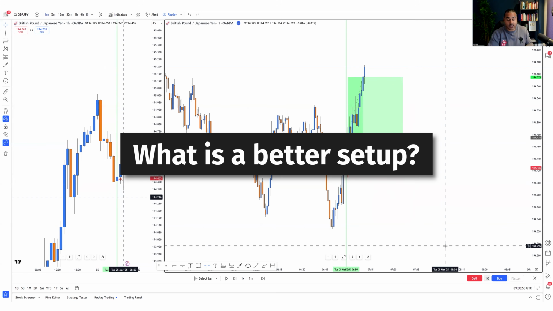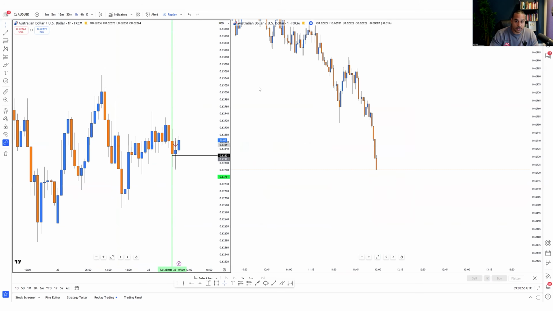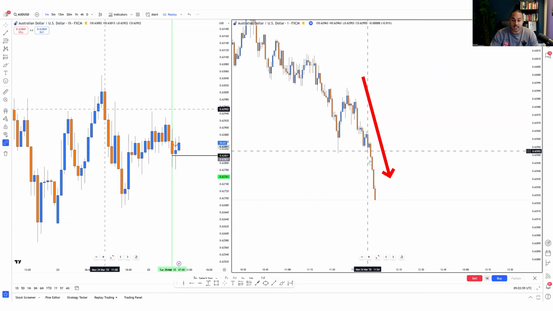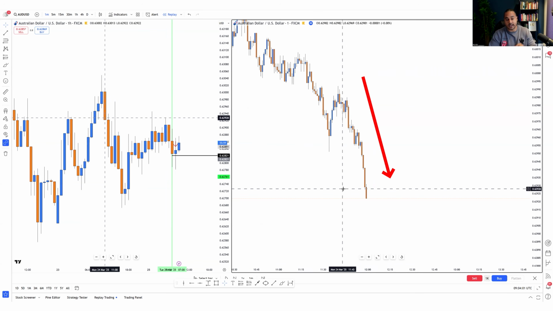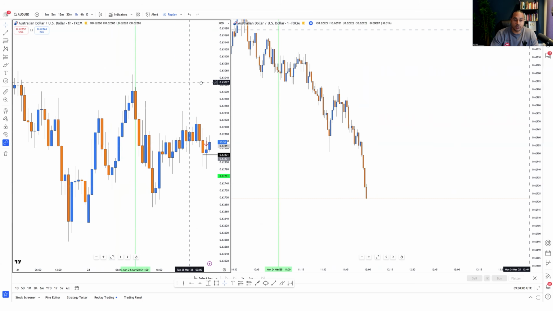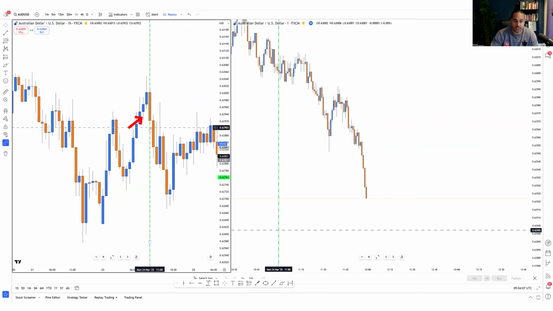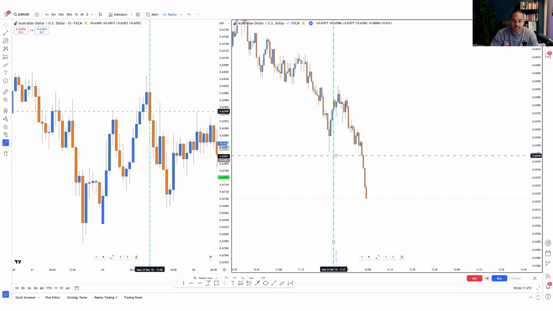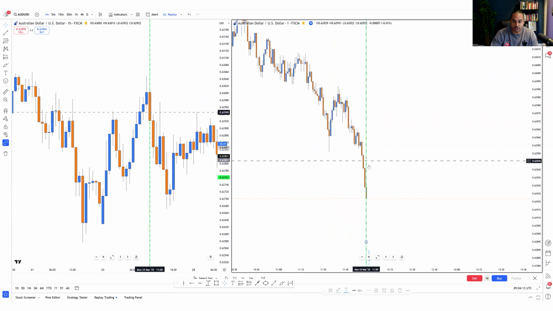So what is a better setup? Well, let's take a look at Aussie dollar USD. Here you can see that the trend is clearly to the downside. There's no denying that. Now, what we're looking at here is this candle closed. So the previous candle closed bearish. This is the 11 till 12 candle. So let's move this over here. This is where the candle closes, 11 till 12.